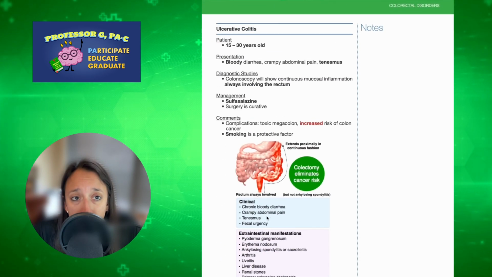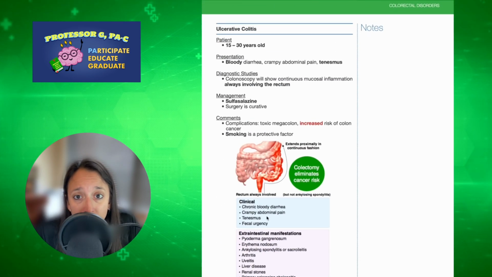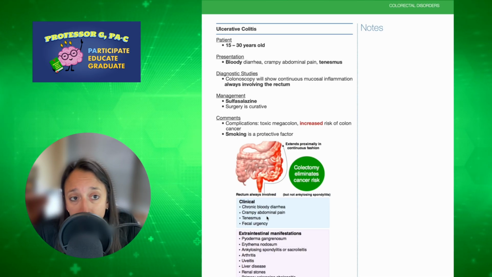Now on to ulcerative colitis. So ulcerative colitis is, remember, falling under the IBD umbrella. So inflammatory bowel disease has really two different types. So there's ulcerative colitis and Crohn's disease. So let's talk first about ulcerative colitis.